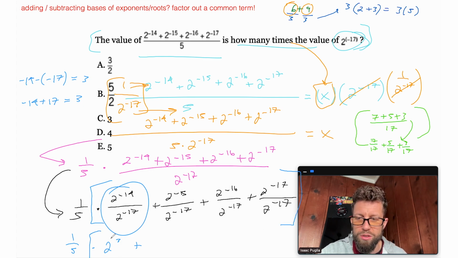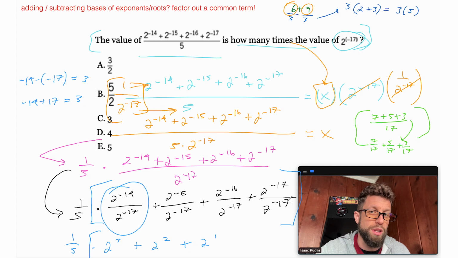And don't be afraid to make those visual adjustments midway through a problem if you're concerned you're about to make a mistake. Pay attention to that instinct that says, hey, you might make a mistake here. That voice is helping you out a lot on the test. Okay, negative 15 plus 17, that's going to be 2 squared. Negative 16 plus 17, that's going to be 2 to the first. And then 2 to the negative 17 divided by 2 to the negative 17 is just 1.